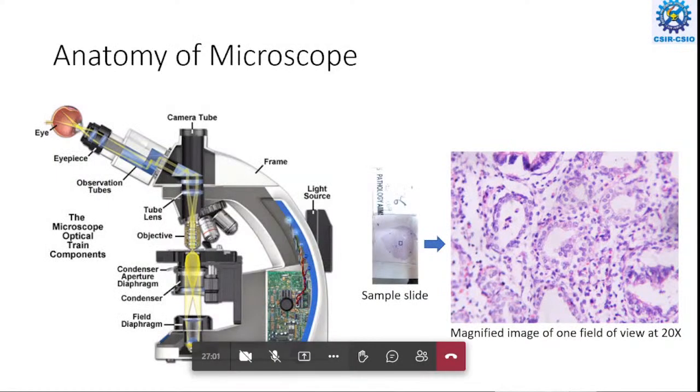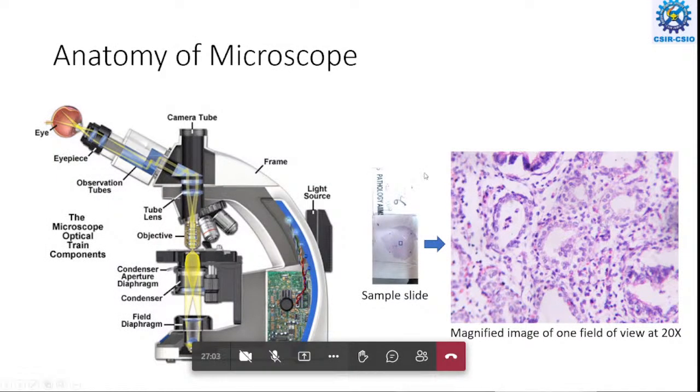The anatomy of a microscope. Light goes through to the camera tube, where we put a camera to get a digital image of the sample under study. Using this setup, we can get a digital image of our requirement, which we can share among different pathologists, or even email, or we can have a digital platform for this kind of microscope.